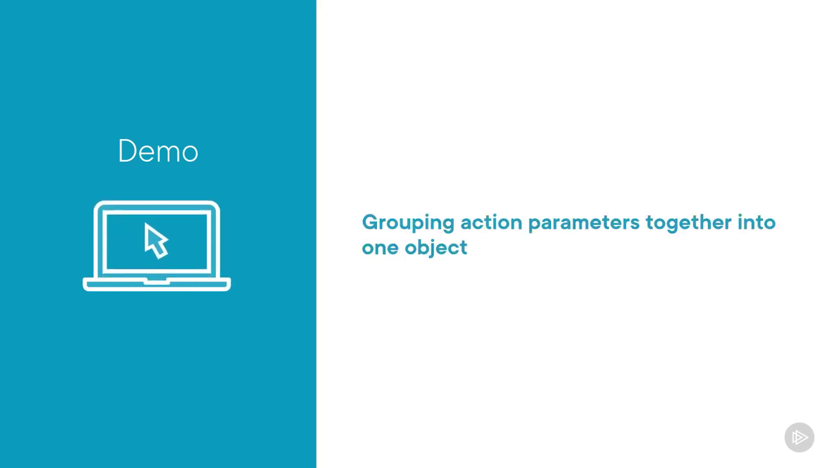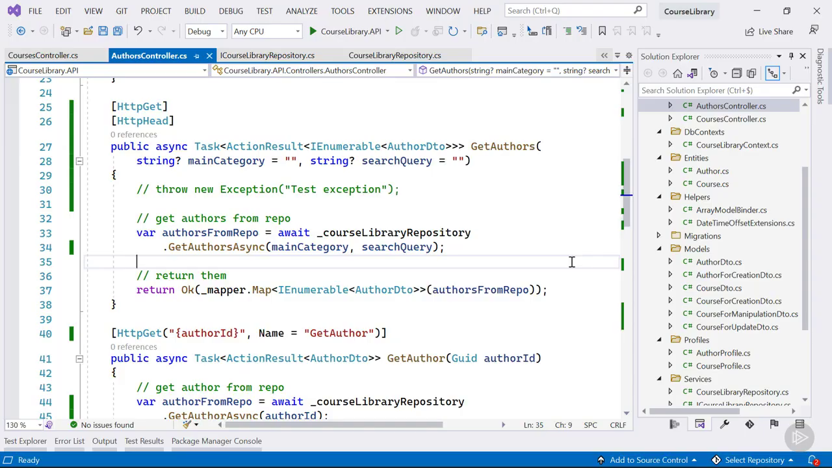At this moment, we only have two parameters we need to pass to our repository. But it's not hard to imagine a use case where many more parameters have to be passed. Think about filtering on all properties, paging, sorting, and so on. There's a cool trick to avoid having to change your action and repository method signatures all the time.